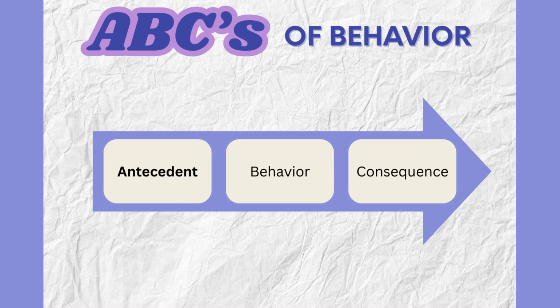Starting off with A, we have the antecedent, which is the change in the environment that happens before a behavior occurs. This is sometimes referred to as the trigger for a behavior. The B is for behavior. The behavior is what the individual does in response to that trigger or antecedent. Lastly, for C, the consequence is the change in the environment that happens as a result of that behavior. So the consequence is going to be really important for us to identify, as this plays a role in what decreases, maintains, or even increases a behavior in the future.